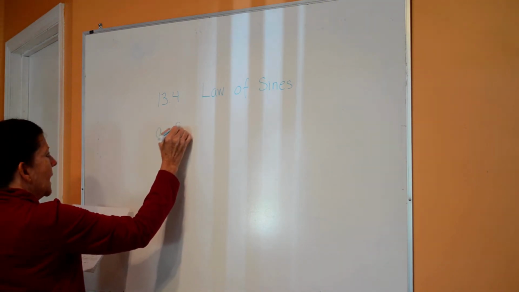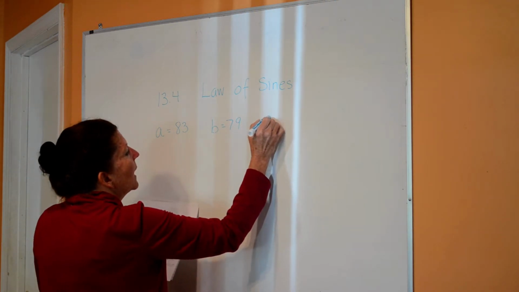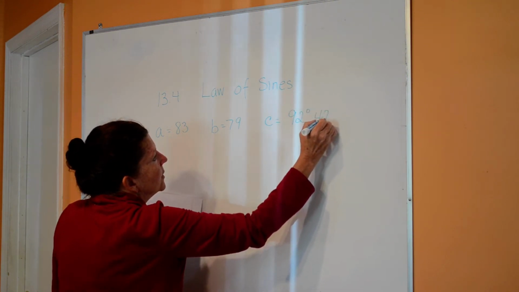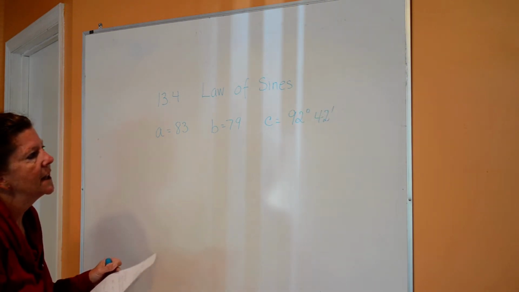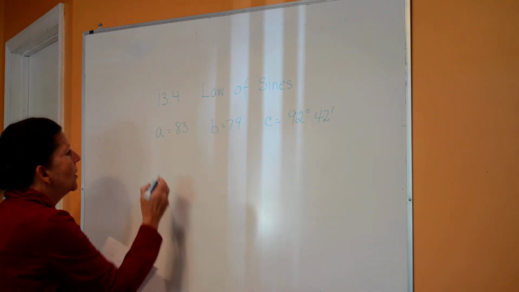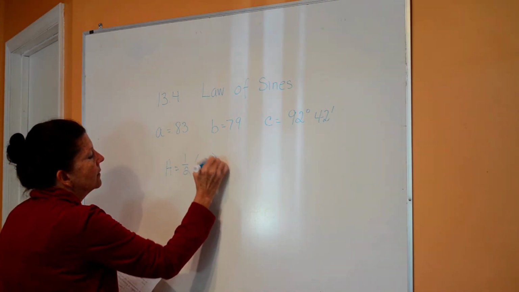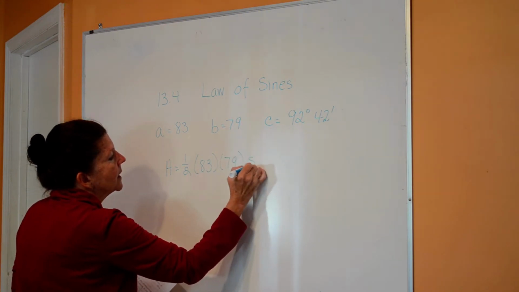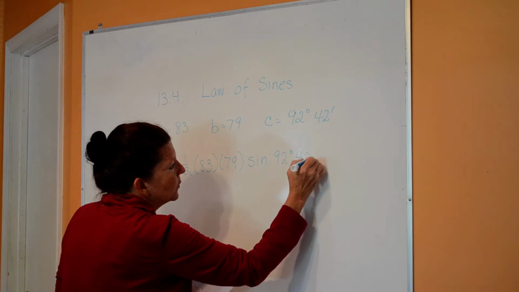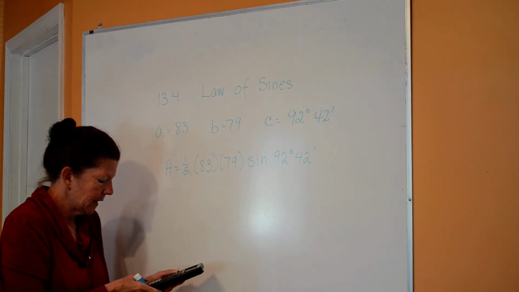So A is equal to 83, B is equal to 79, and C, well actually this one we'll do together because I got to show you something on your calculator. Notice how it gives you that angle. We haven't done that before, but it's a matter of putting it into your calculator that way. So I know that the area is equal to 1/2 the 83 times the 79 times the sine of 92 degrees 42 minutes.